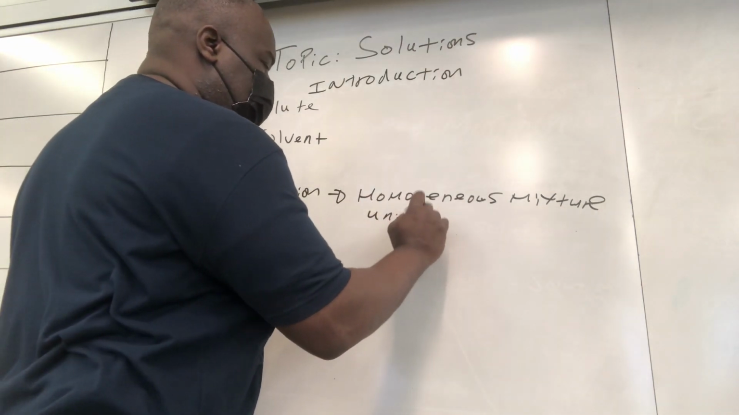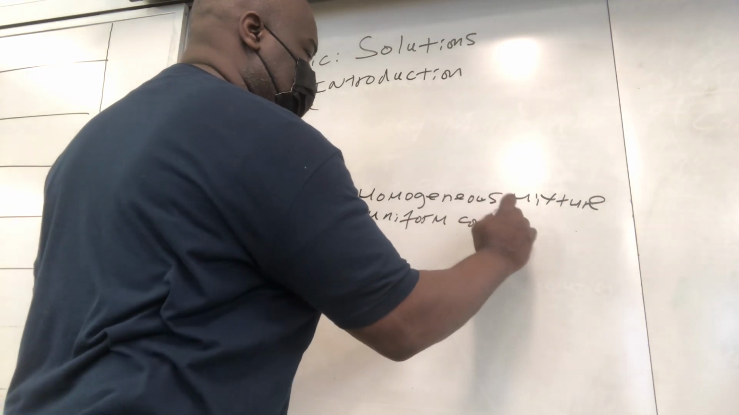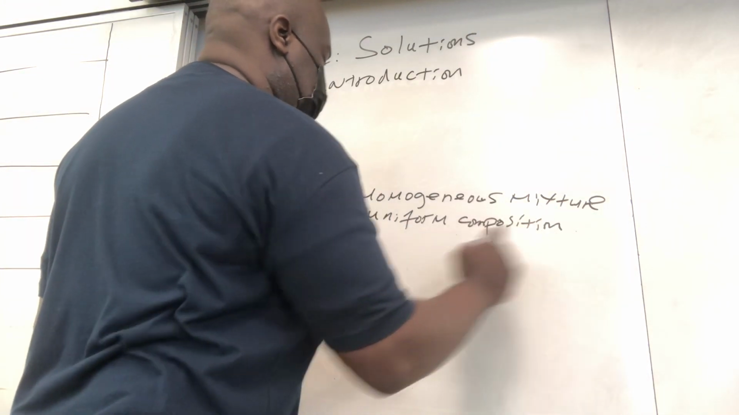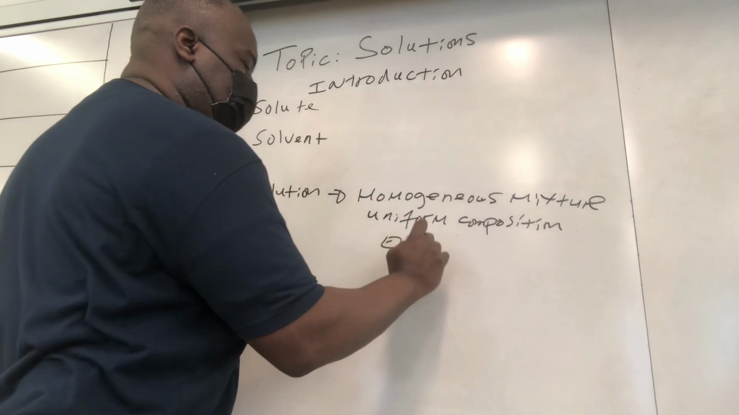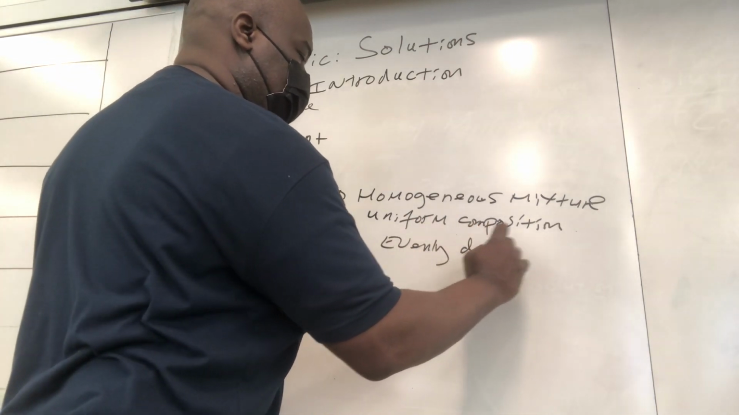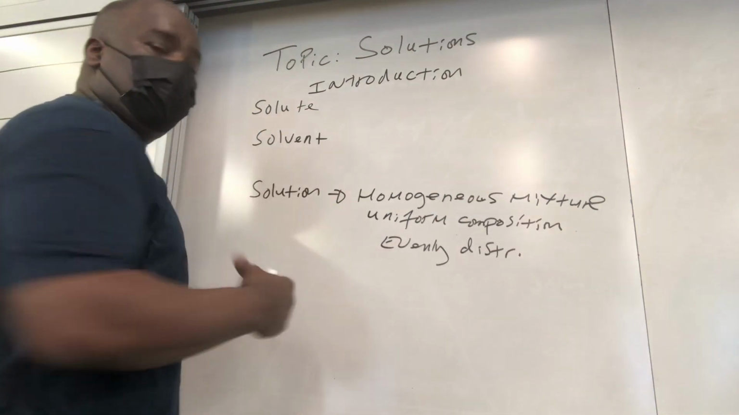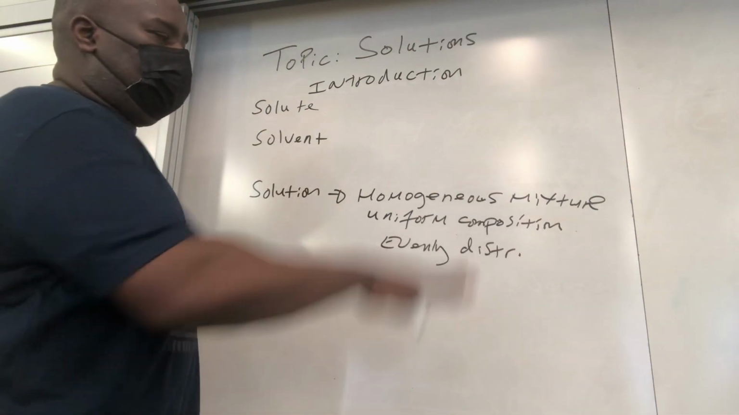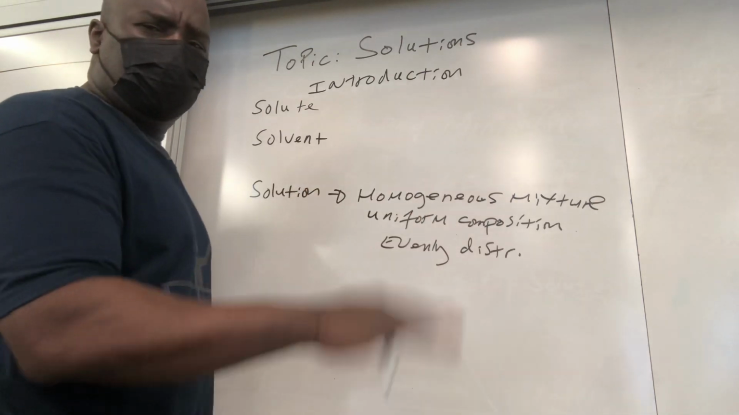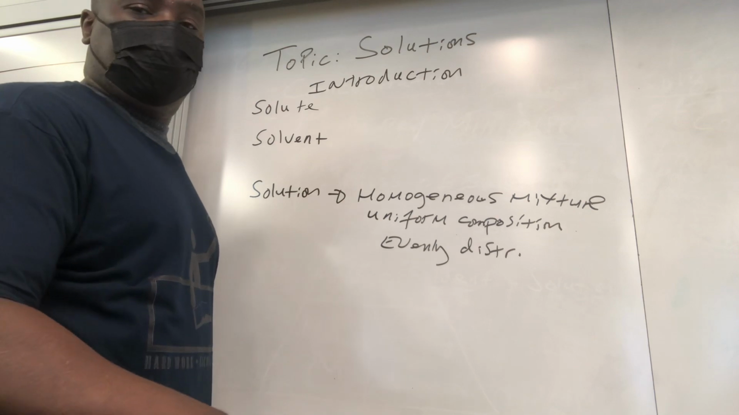Uniform composition, or evenly distributed. Okay, so when you have the solute and solvent and they're mixed together, they'll be evenly distributed, a nice uniform composition. Now the question is, what's a solute, what's a solvent?